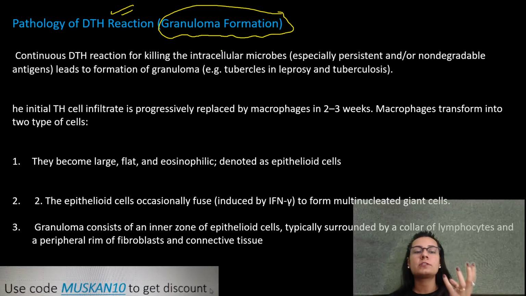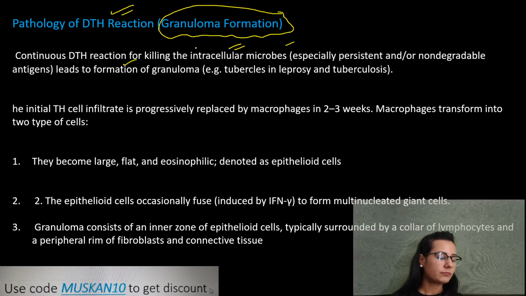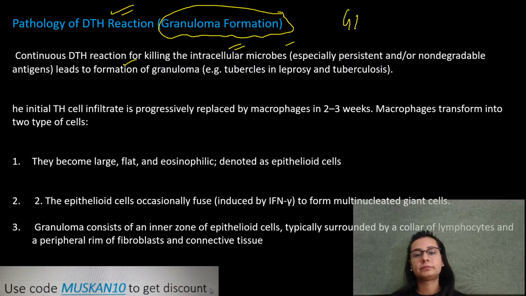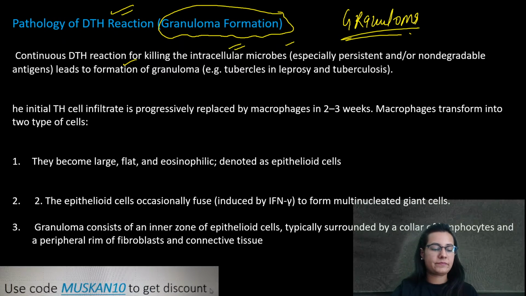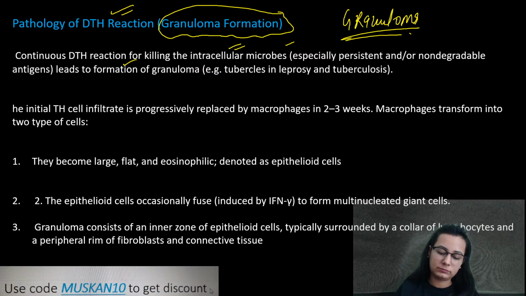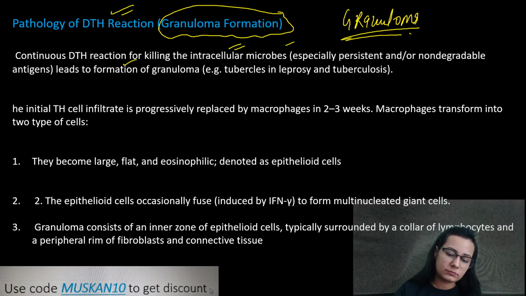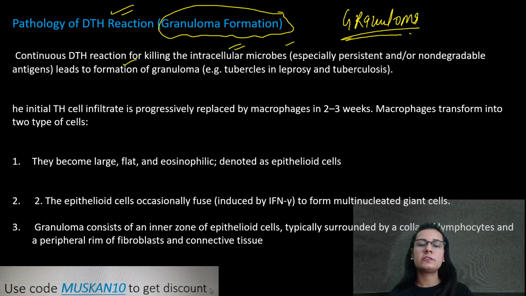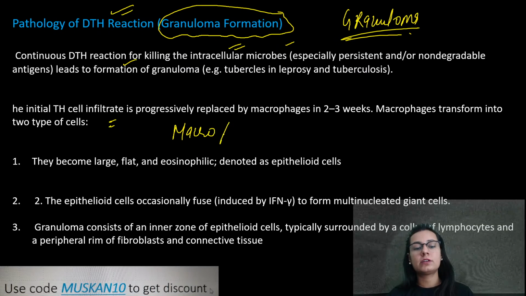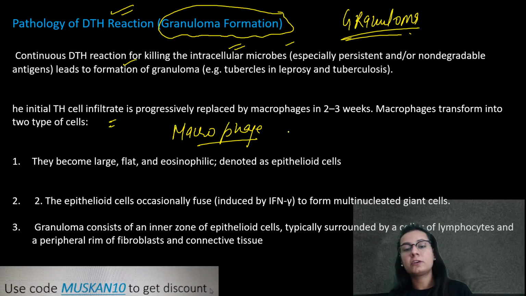So DTH reactions for killing the intracellular microbes lead to the formation of what? Formation of the granuloma. That is the granuloma formation. Now, the initial TH cell infiltrate is progressively replaced by the macrophage, transformed into two types of cells. That is inside the macrophage, the bacteria is present.